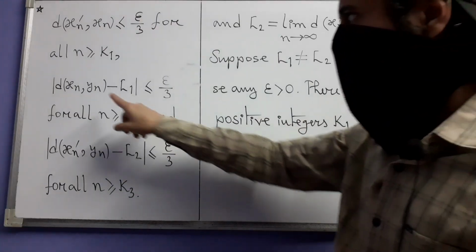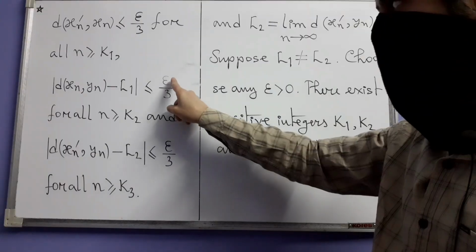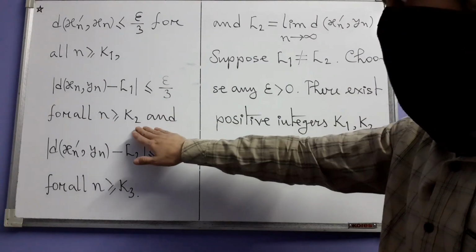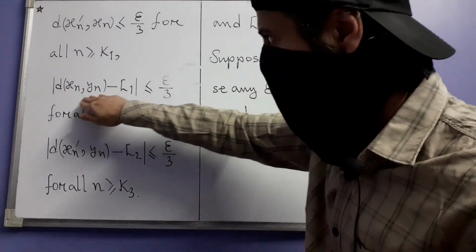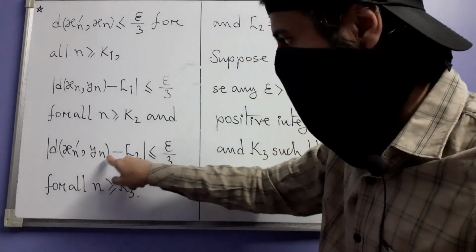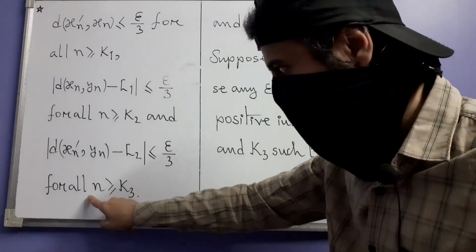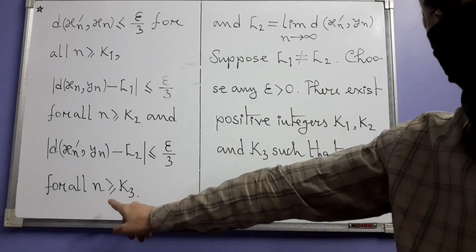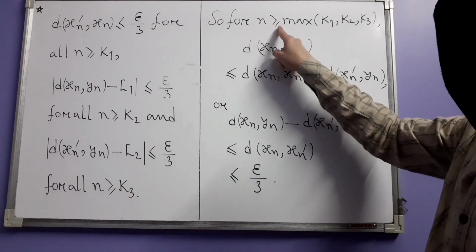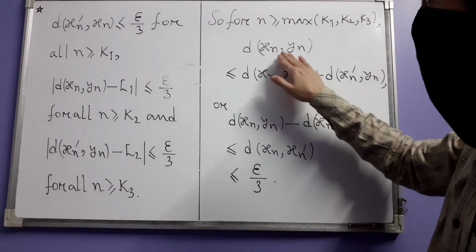And additionally, the absolute value of d(xn, yn) minus L1 is less than or equal to epsilon over 3 for all n greater than or equal to k2. This comes simply from the fact that this sequence of real numbers converges to L1. And similarly, because this one converges to L2, such a difference is less than or equal to epsilon over 3 for all n greater than or equal to k3. So we also have a k3. Now we choose an integer n which is greater than or equal to the max value of k1, k2 and k3. And let's consider d(xn, yn).